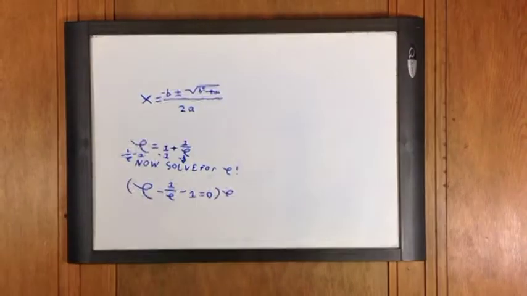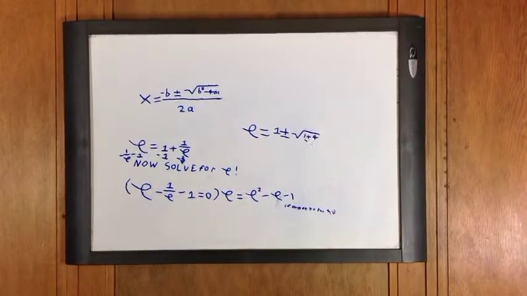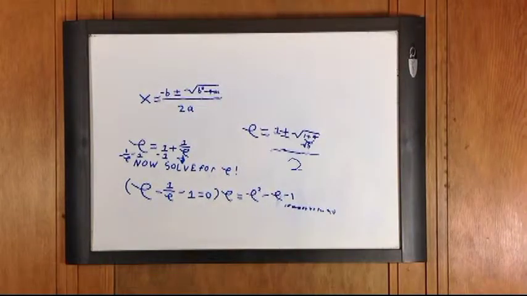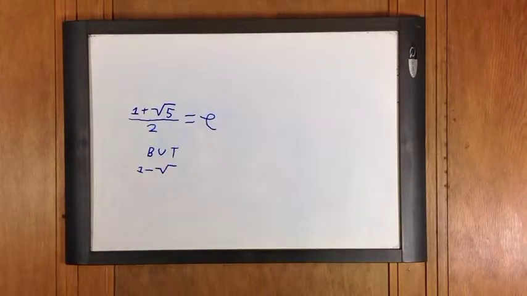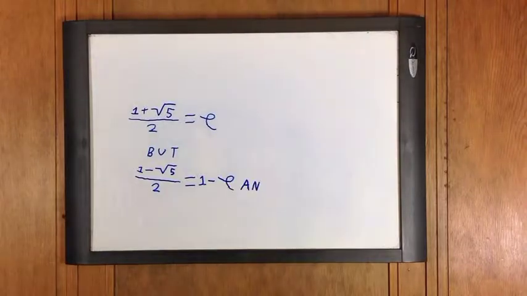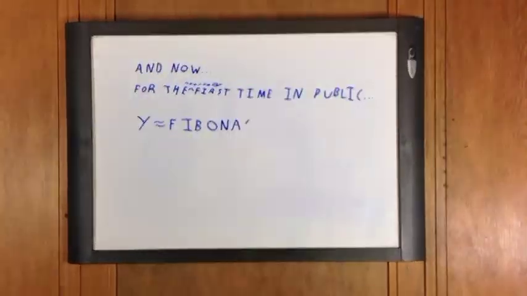You need to multiply the equation by phi to get 1 over phi out of there, and so the equation becomes phi squared minus phi minus 1. So you solve for phi as if you were solving for x. That is, you get everything on one side of the equation and do the quadratic formula. You use the plus in the plus minus part to get phi, but you need to use the minus to get something very useful. And now, for the first time in public, the y equals Fibonacci formula.